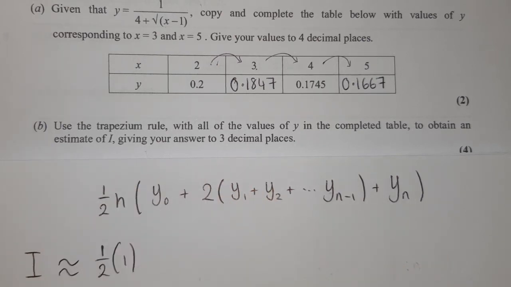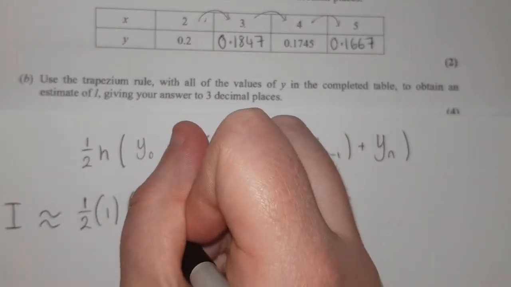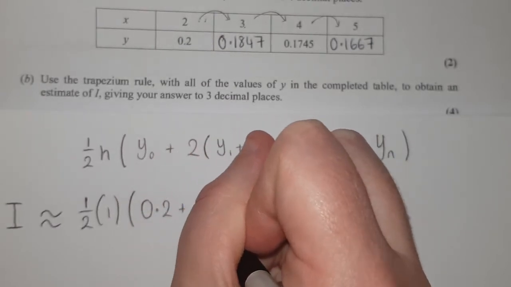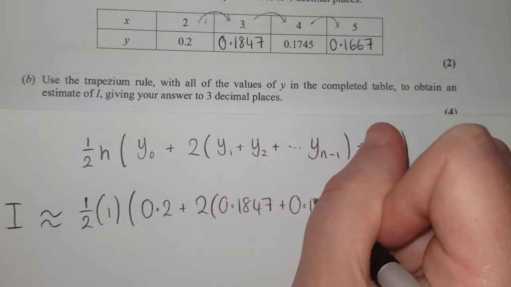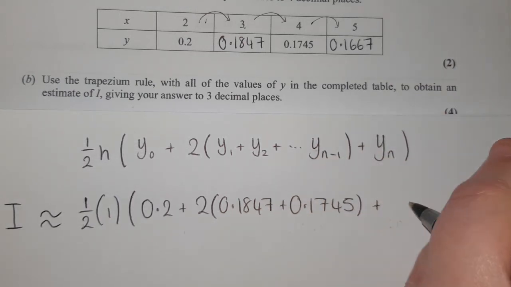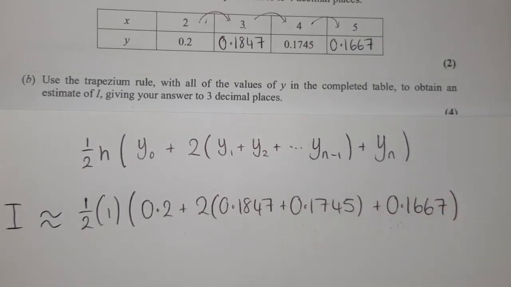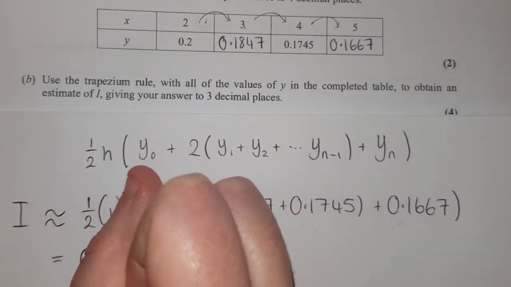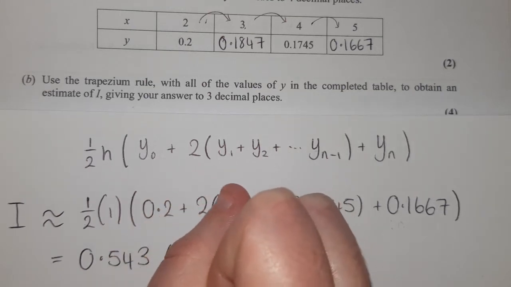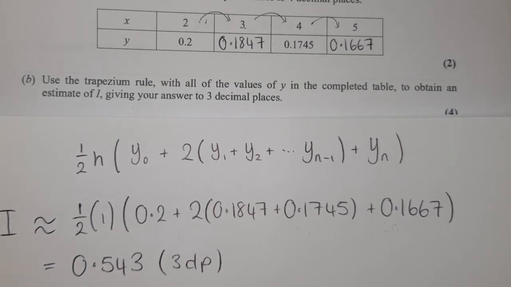And just remember, this is approximation this time rather than equals. Okay, so I've got half of 1 times your first y value, which is 0.2. The middle ones that you have are 0.1847 and 0.1745. And then your last term is 0.1667. You're going to chuck that into a calculator and get a result of 0.543 to 3 decimal places. So that's the approximate integral between 5 and 2.